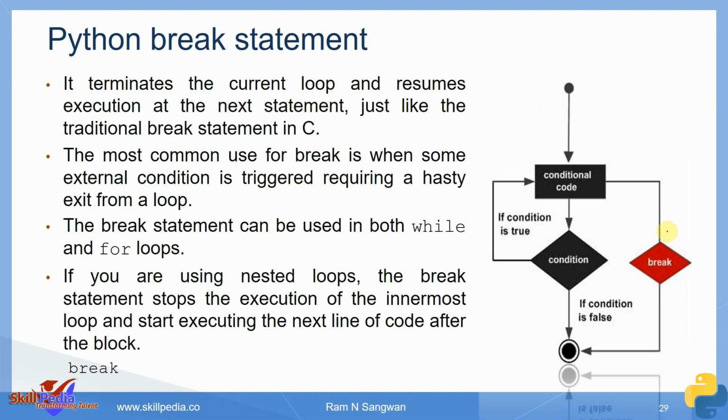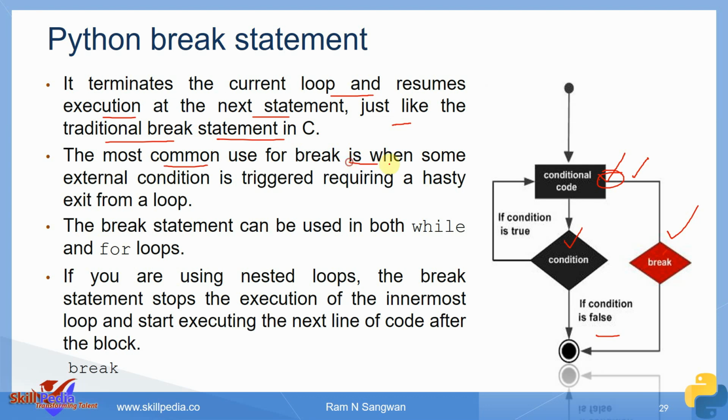So the break statement, which was used in the previous example, terminates the current loop and resumes the execution at the next statement, just like the traditional break statement in C language. So in the conditional code, if the condition is true, you put break anywhere. The break will take you out of the loop. It will ignore the condition. Break means a red flag. You are showing the flag: come out of it, I don't want to continue. We are interrupting.